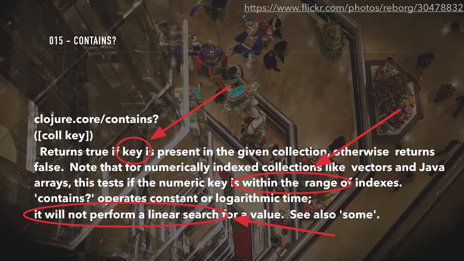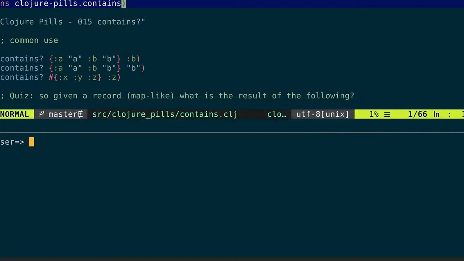Contains promises you that it's going to operate at constant or logarithmic time. And particularly, it will not perform a linear search. So we can already imagine that contains is not going to work on sequences and lists and sequential collections in general. Okay, some examples to explain how contains works.